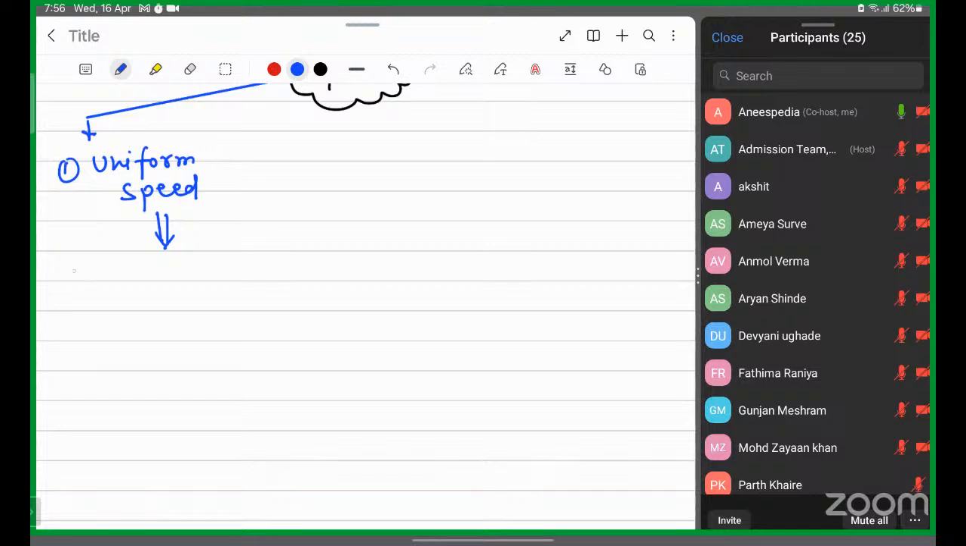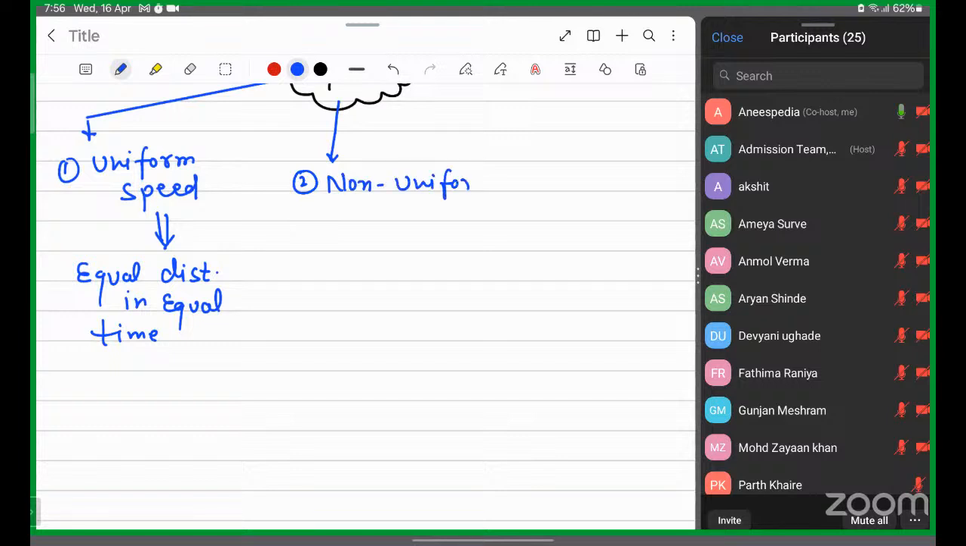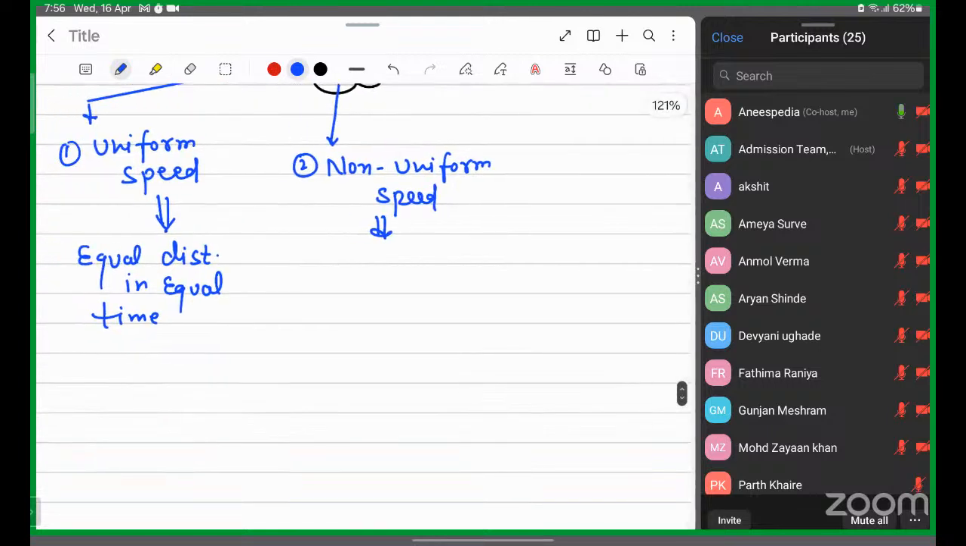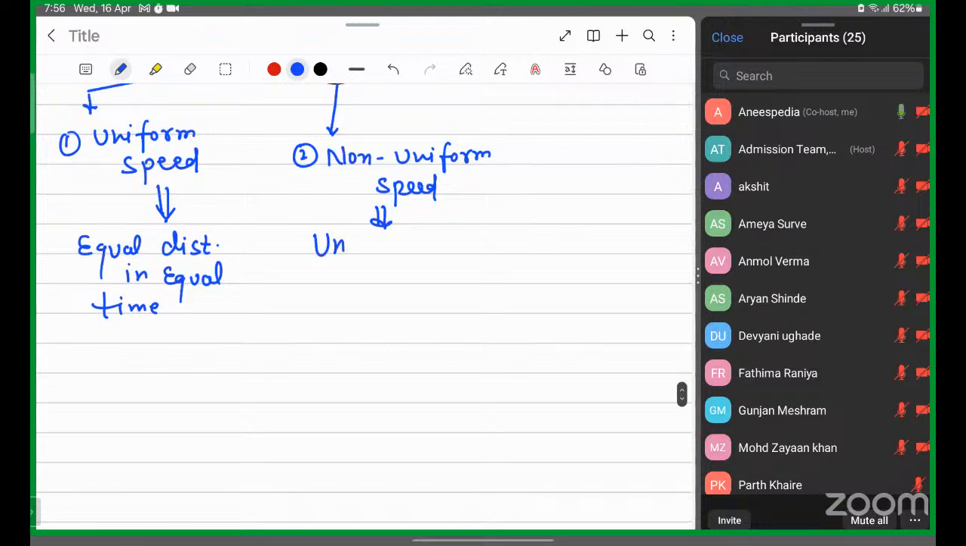Uniform speed can be defined as: if an object travels equal distance in equal time intervals. What will be non-uniform speed? Non-uniform speed will be in case of unequal distance in equal time intervals.